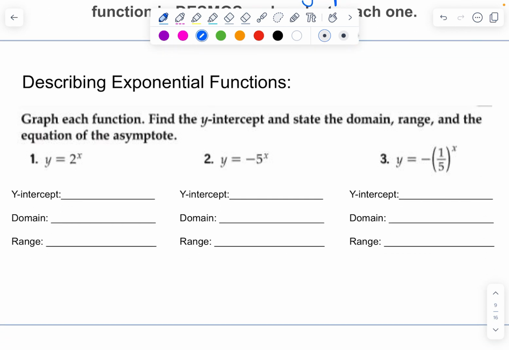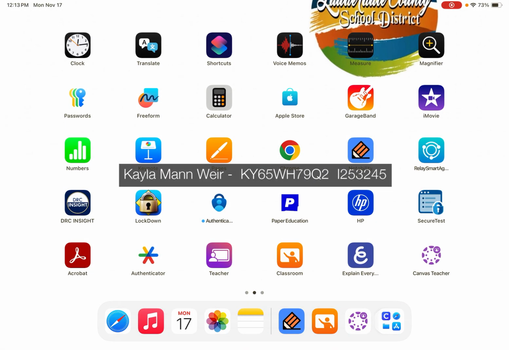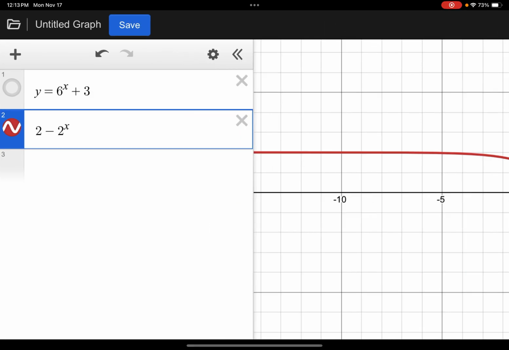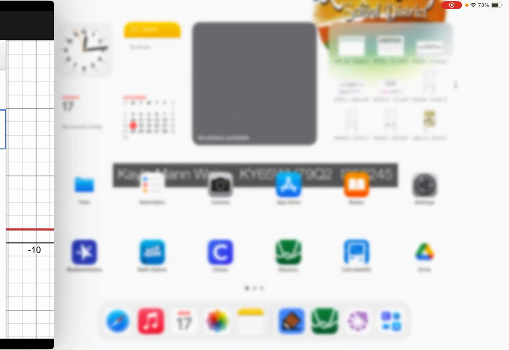So we're going to look at some where we graph them in Desmos, and then we are going to describe the y-intercept and then describe the domain and range for each one based on what we see. So if you will, pull Desmos up. Let me go find my Desmos. I'm going to split screen it, I think.